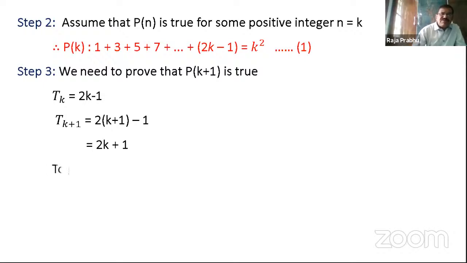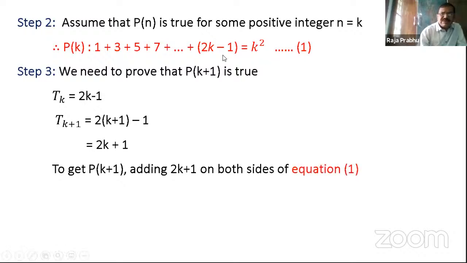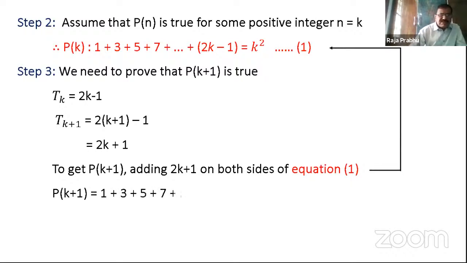Okay, next what to do? We have to write the statement up to the k plus 1th term. Now, up to the kth term we have, that is represented here as equation 1. Now to get P of k plus 1, we add this k plus 1th term on both sides of this equation 1. So on both sides of equation 1, 2k plus 1 is added. Okay, then let us see what happens here.